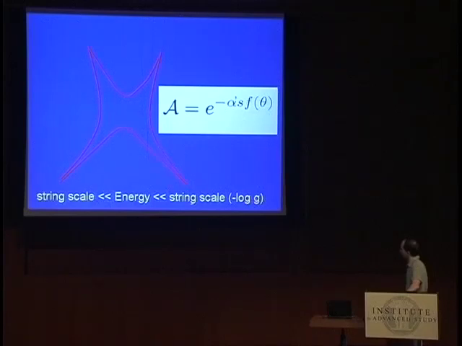And this bound comes from demanding that this diagram, which is a tree-level diagram, is more important than the next correction, the diagram which has one more genus.